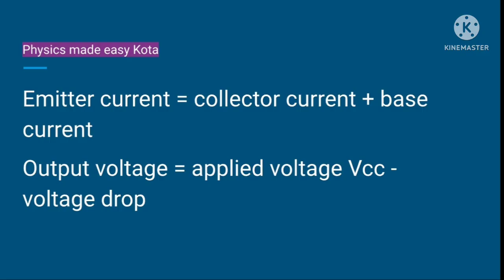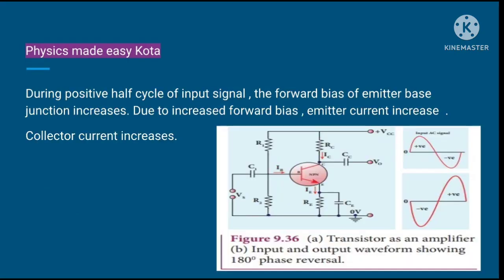If we use Kirchhoff's law, the emitter current is the base current plus the collector current. So when collector current flows through the load resistance, the collector voltage is equal to the applied voltage VCC minus the voltage drop across RL. If we see the circuit diagram, during the positive half cycle of the input signal, the forward bias of the emitter base junction increases. Due to increased forward bias, emitter current also increases.